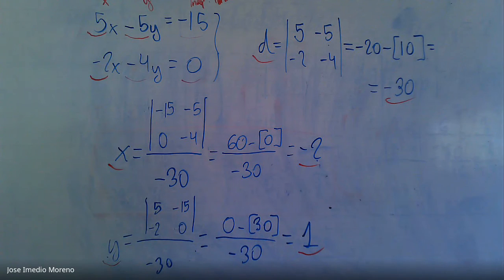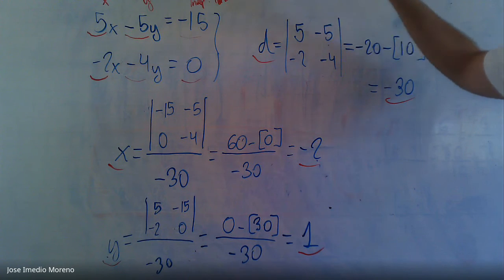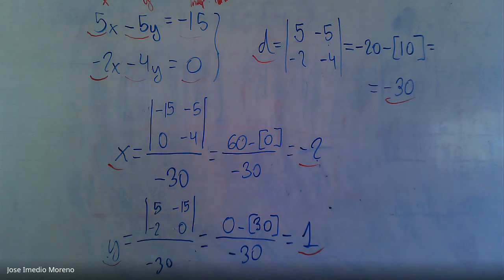And this is how I solve a system of two equations in two variables using Cramer's rule, by solving determinants.